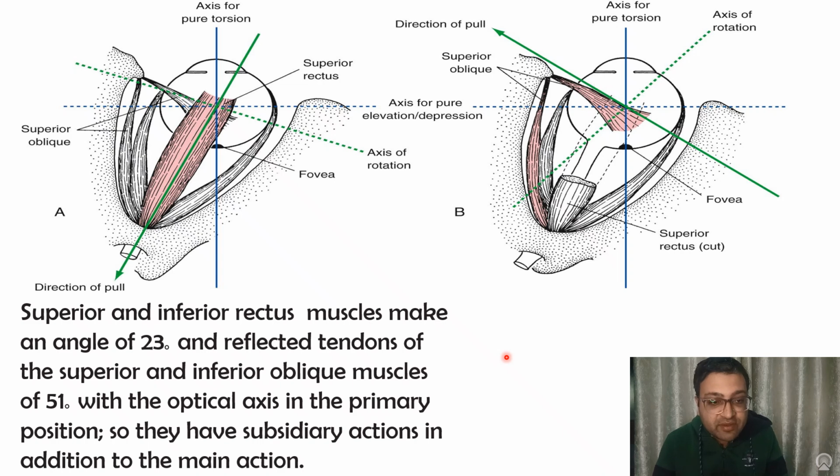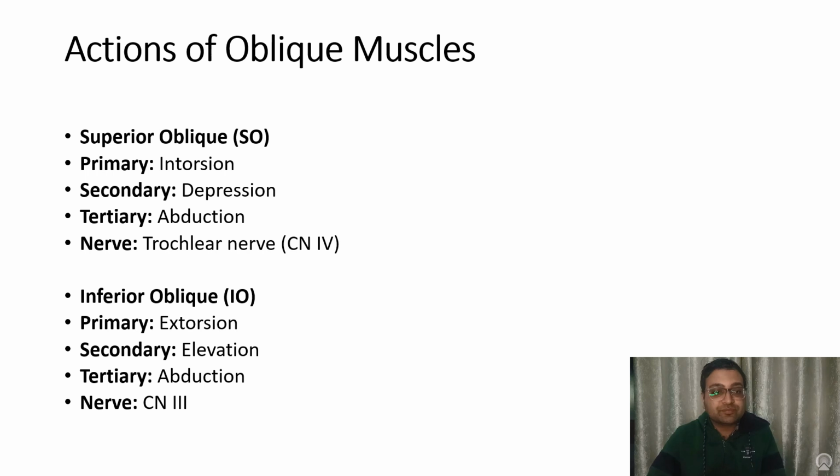Superior and inferior rectus muscles make an angle of 23 degrees, and the reflected tendons of the superior and inferior oblique muscles make an angle of 51 degrees with the optical axis in the primary position. So they have subsidiary actions in addition to the main action which I have already highlighted. So primary action of superior oblique is intorsion, secondary is depression and the tertiary is abduction.